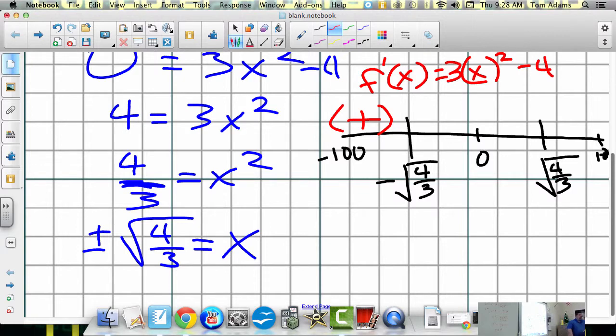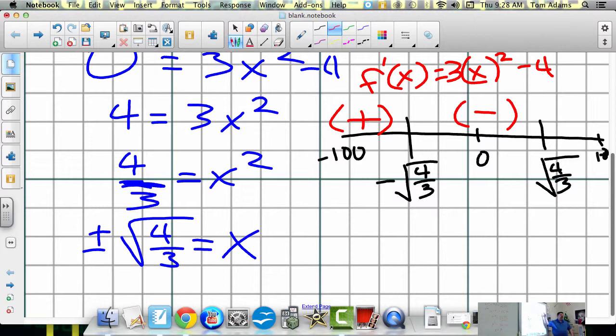Now, you might be under the assumption that the next section of our little grid here is going to be negative. That's not always true. Here it's positive, because positive squared is still positive. So now plug 0 in here. What's 0 minus 4? Negative 4.